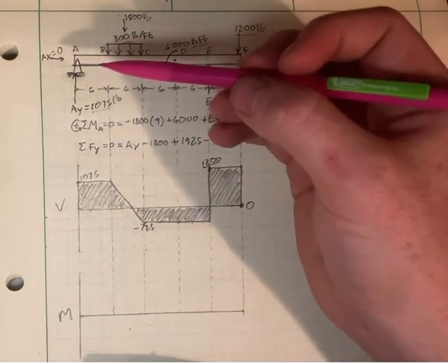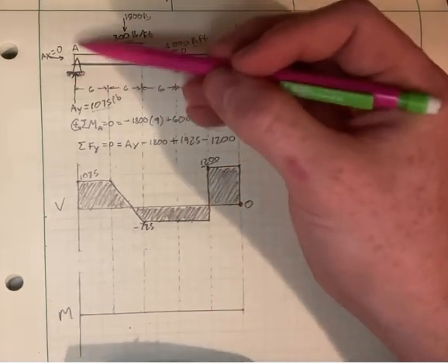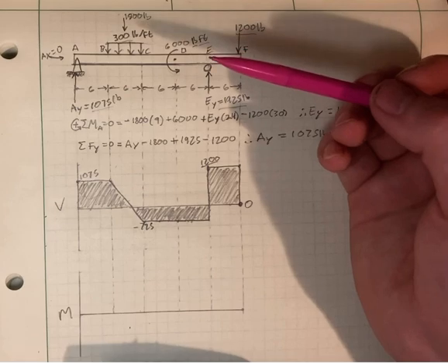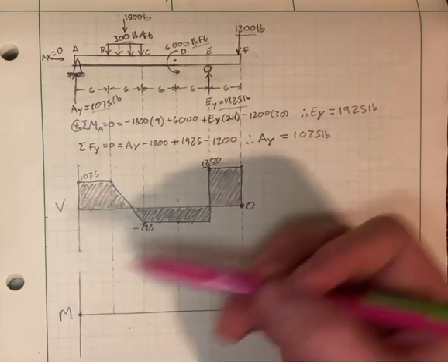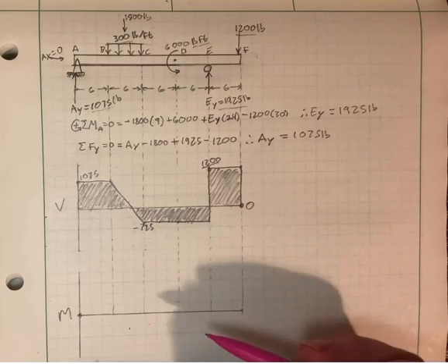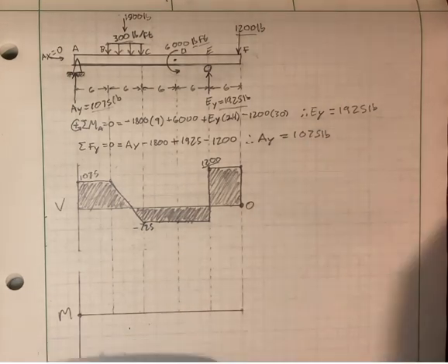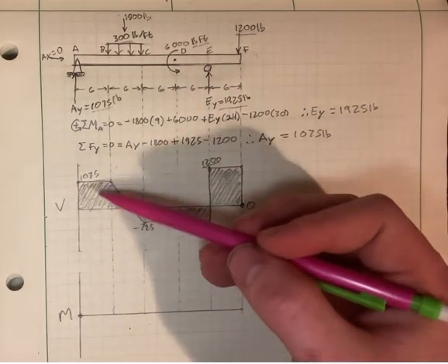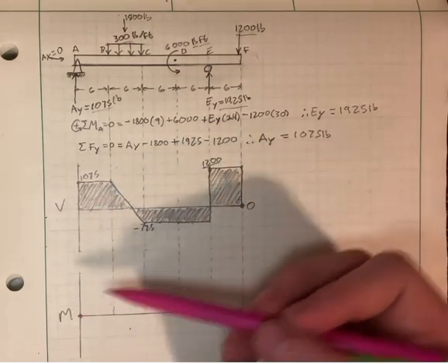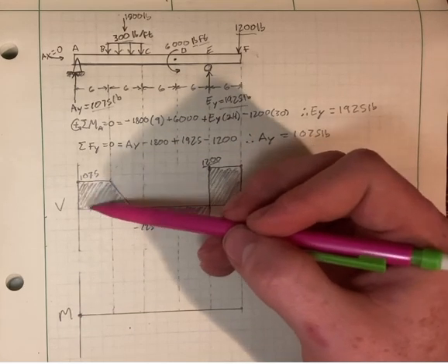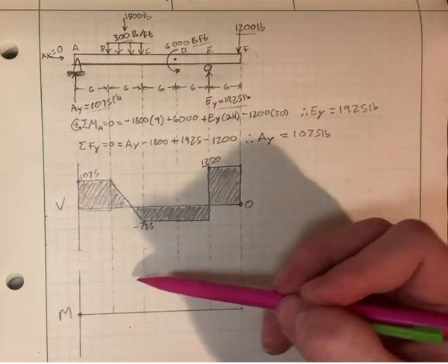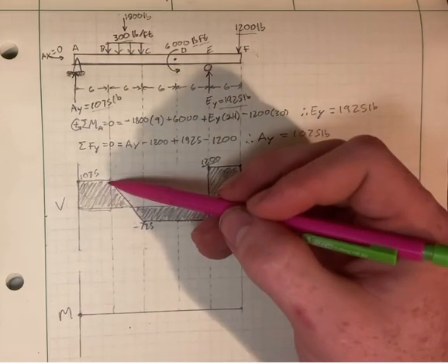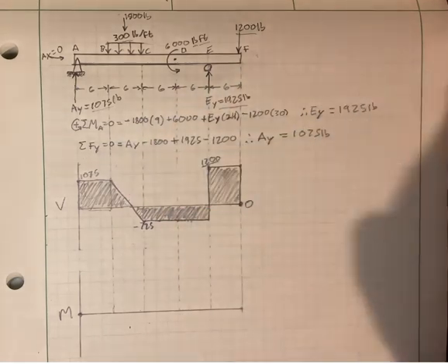Knowing that we're starting at 0, there's no moment here, right? Because it's just a pin, it's not a fixed wall connection, so there's no moment. So we're gonna start at 0. And then we're gonna go up, not the distance, but the area of this chunk here, because we're going to take this 6 feet at a time.